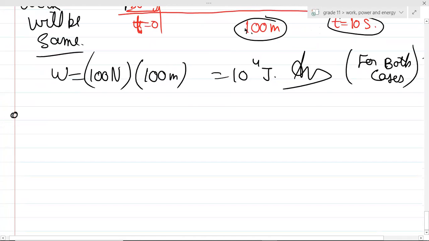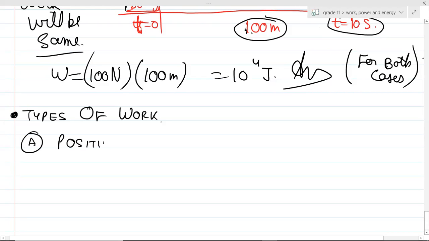Put the heading: Types of work. Now, what are the types of work? Basically, work can be classified into three different types. The first one is positive work, the second one is negative work, and the third one is zero work. So let's discuss them one by one.